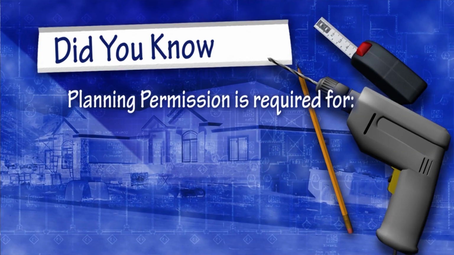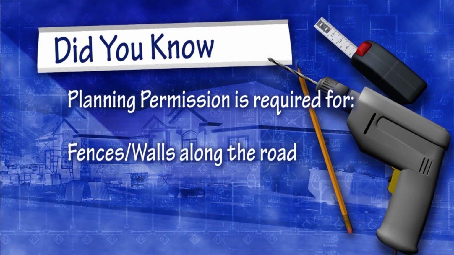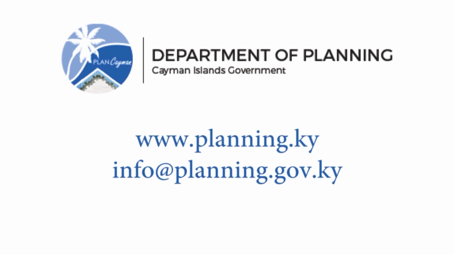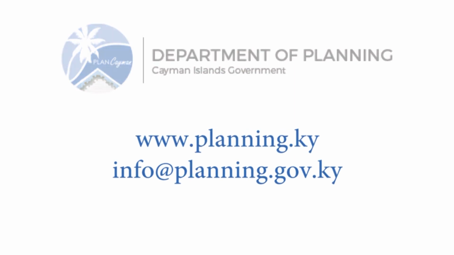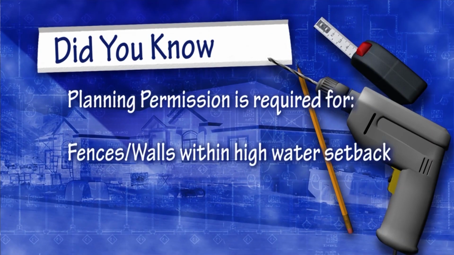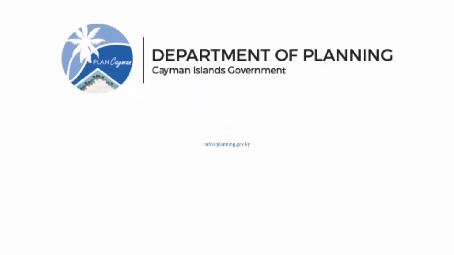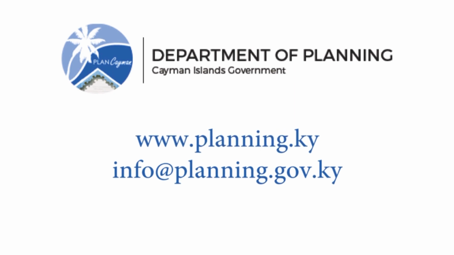Did you know that walls and fences located along the road require planning permission no matter the height? You should check with the department as a planning and permit application may be required. Did you know that fences and walls within the high water setback require planning permission no matter the height? You should check with the department as a planning and permit application may be required.